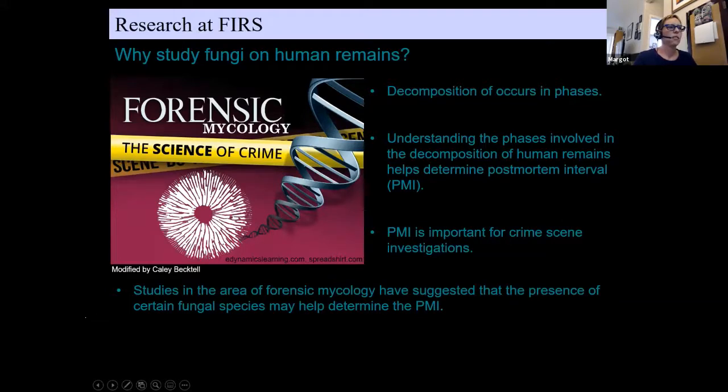Okay, so studies in the area of forensic mycology have suggested that the presence of certain fungal species help determine that postmortem interval. So if you watch the decomposition process, maybe if you don't know how long a body has been there and you take some samples from it, you may be able to determine based on what organisms are there, how long it has been there. There's also a whole area of forensic entomology that goes into this because there are insects that are involved in this process as well. And there's a ton of bacteria. So there's a lot going on there. This is just one part of that.